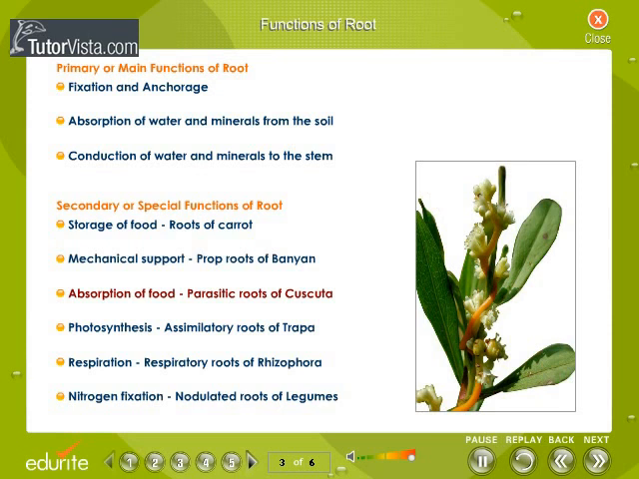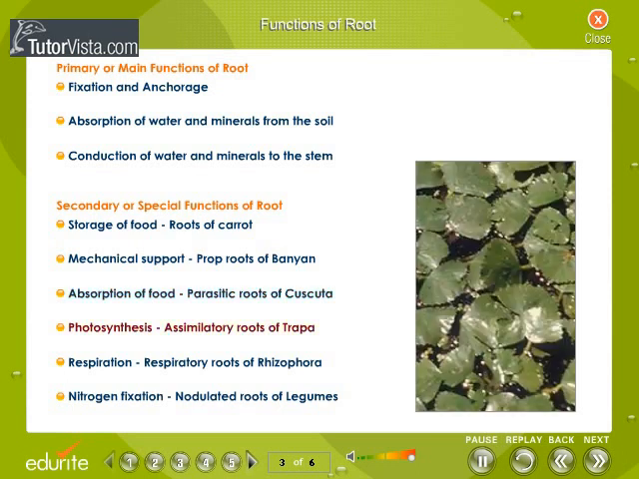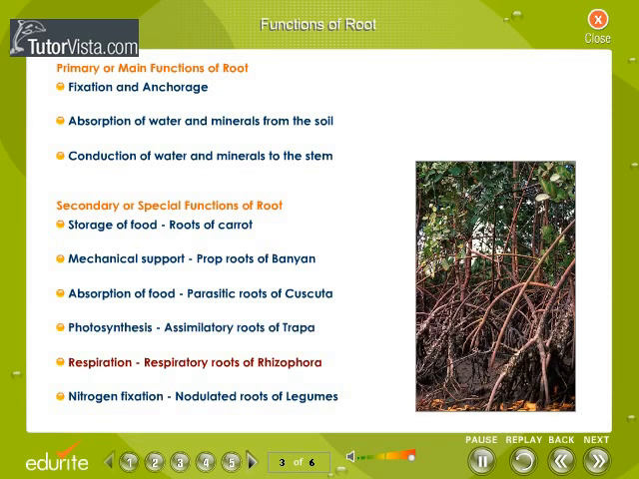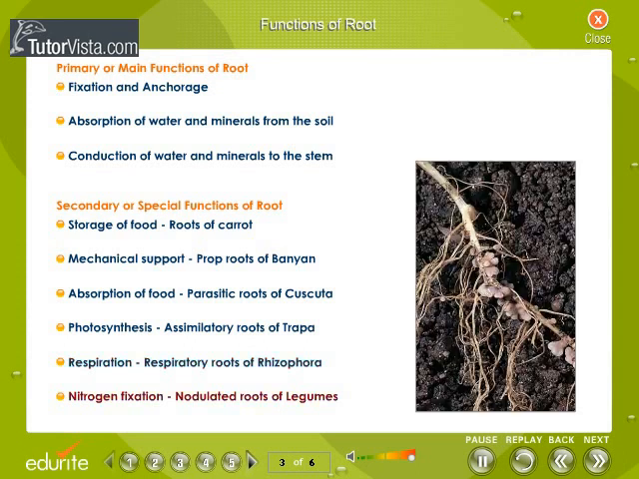Absorption of food, for example, parasitic roots of cuscuta. Roots help in photosynthesis, for example, assimilatory roots of trapa. Roots help in respiration, for example, respiratory roots of rhizophora. Roots help in nitrogen fixation, for example, nodulated roots of legumes.